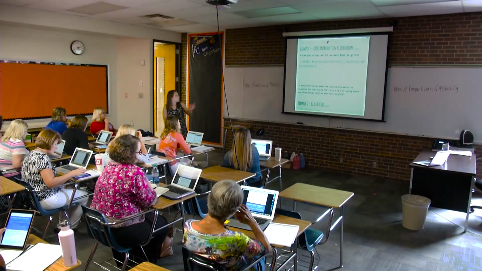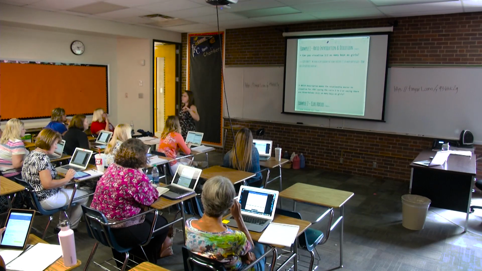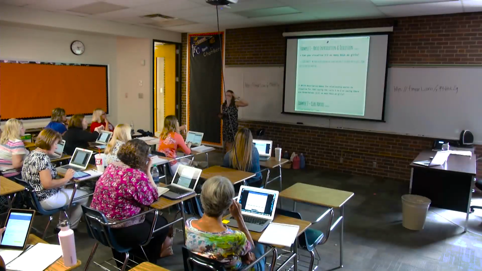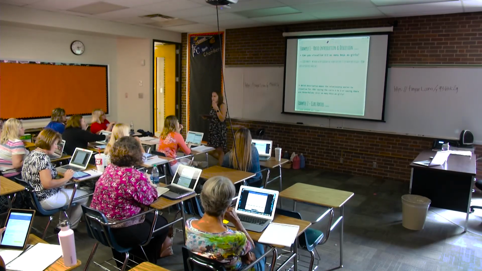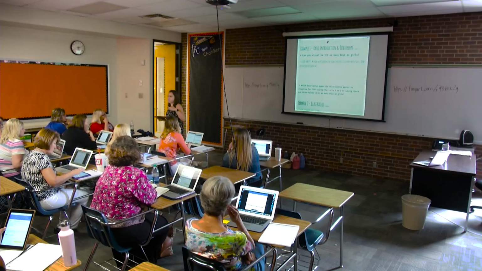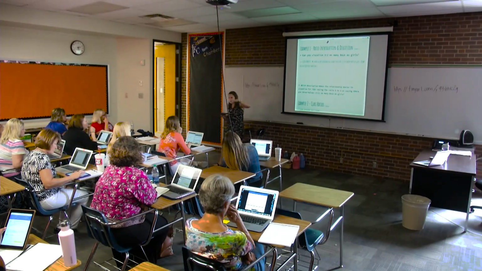So the next part I'd move into is I'd say to my students, can you visualize in your head 3 halves as many boys as girls? Is that easy for you? Thumbs up if it's easy for you, thumbs down if it's not. Show me, what do you think? Is that easy to visualize 3 halves as many boys as girls? Okay, so I see lots of different opinions. Some of you are like, I think maybe I can, I don't know, maybe not. Some of you are like, absolutely not, I can't.